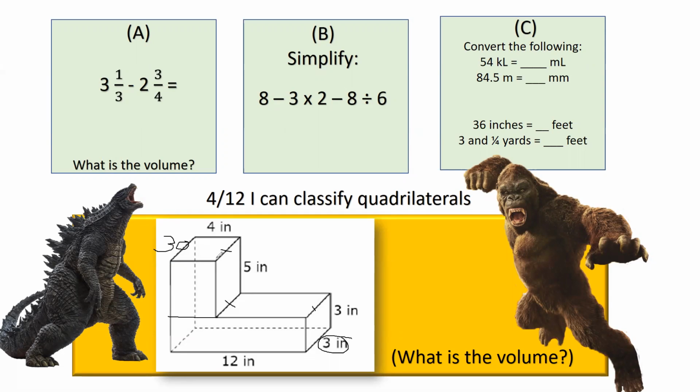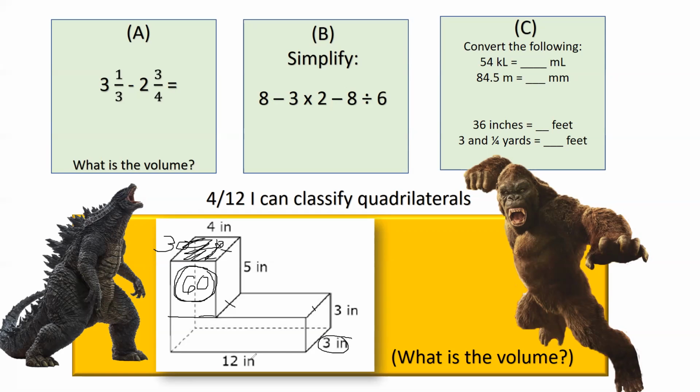I found the area of the top. The area of the top is 3 by 4. I knew it was 3 because it's equal to this, this, this, and this. So 3 times 4 is 12. And then 12 goes up and down 5 in this figure, so it's 60. So the volume of the top cube is 60.